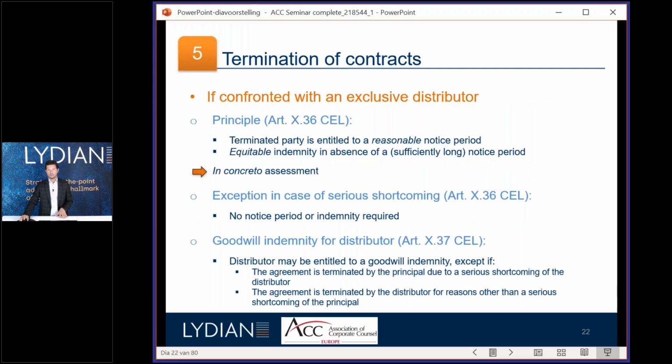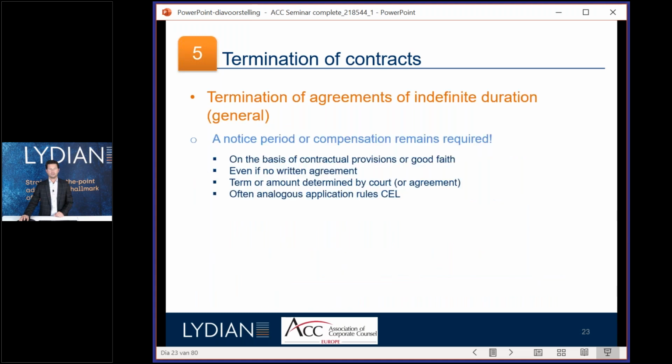With the exclusive distributor, that's typically Belgian law, and that only stipulates that he is entitled to a reasonable notice period. So it's not defined even in the law what is the reasonable notice period, and that can go from 1 month, 2 months to 48 months, and that's a very long period to still work together with the distributor if he already knows that his agreement is terminated. Also, he may be entitled to some goodwill indemnity. It's also important to be aware of that before entering into an agreement.